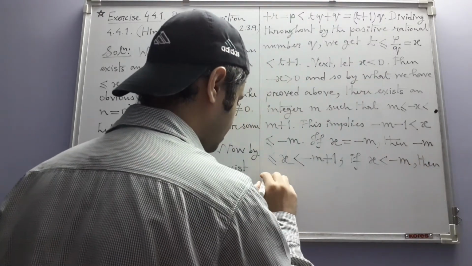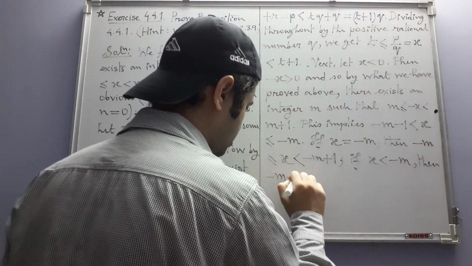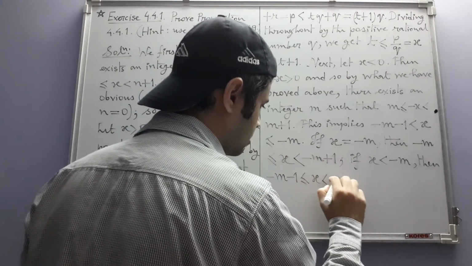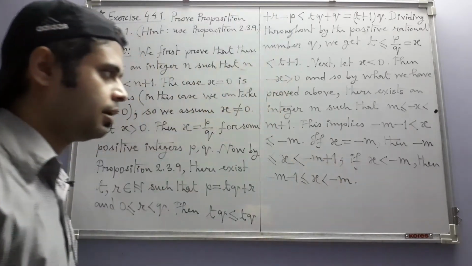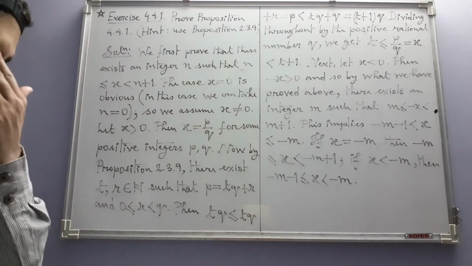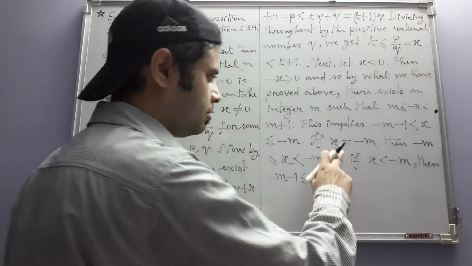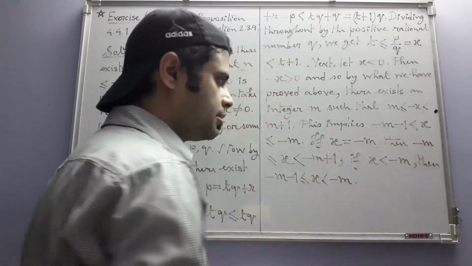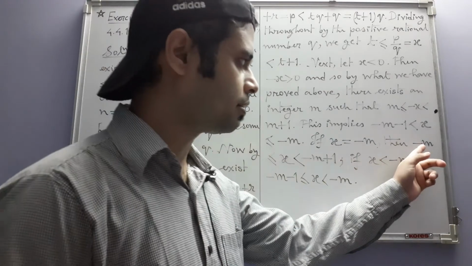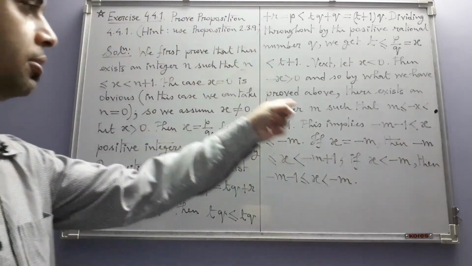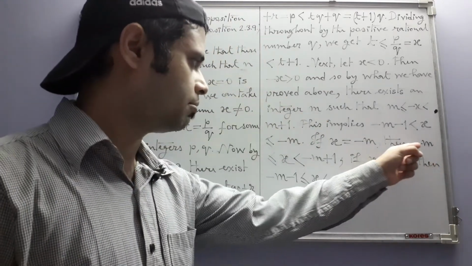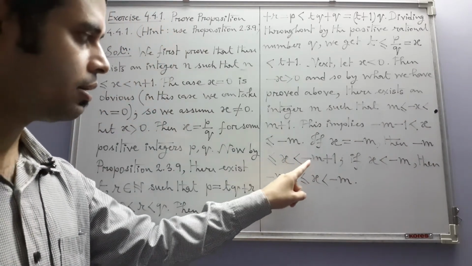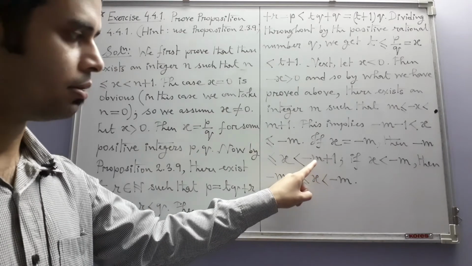So this is minus m plus 1, and if x is strictly less than minus m, then minus m minus 1 is less than or equal to x, which is less than minus m. So note that in any case we always have an integer. In this case, when x is minus m, then we can choose our integer n to be minus m itself, because minus m is less than or equal to itself, and it is strictly less than minus m plus 1.